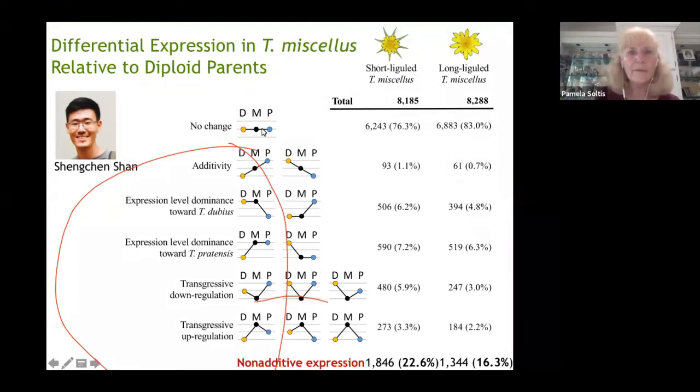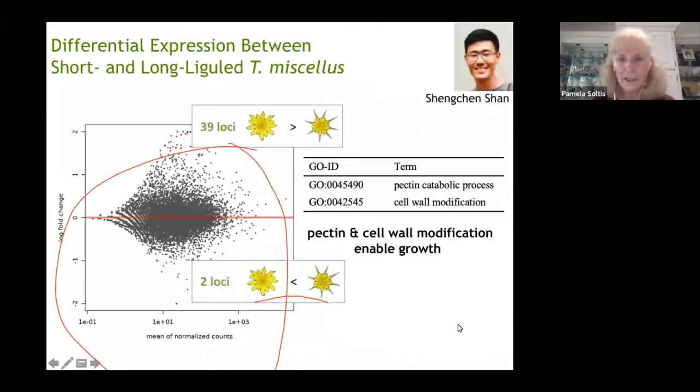So here, in fact, no change in gene expression is found for 76 to 80-ish%. And then all of the remaining patterns represent just the remaining percentage. So only 1% or so show additivity, about 5 or 6% show expression dominance toward dubius, about the same percentage toward pratensis. There are patterns of transgressive downregulation and upregulation and so on.